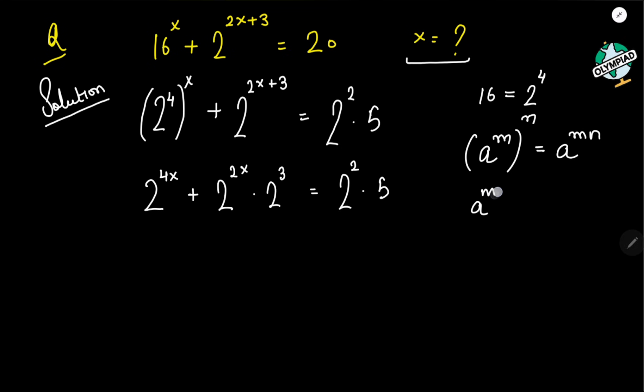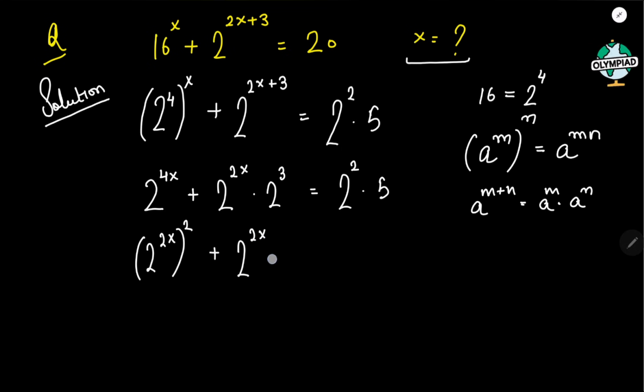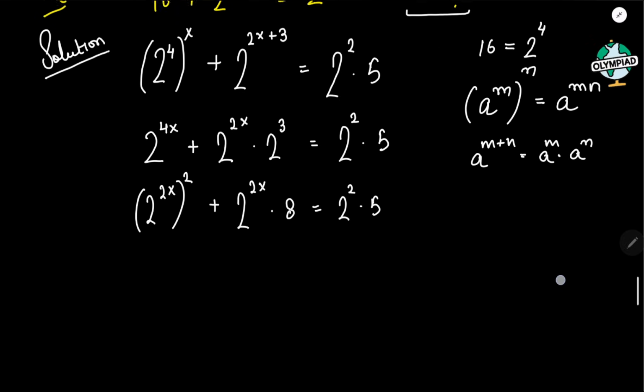Because a raised to power m plus n can be written as a raised to power m times a raised to power n, right? Okay, so this is (2 raised to power 2x) raised to power 2. Can I write it like this? Why? Because I have 2 raised to power 2x here as well, plus 2 raised to power 2x times 8 is equal to 2 raised to power 2 times 5, right?